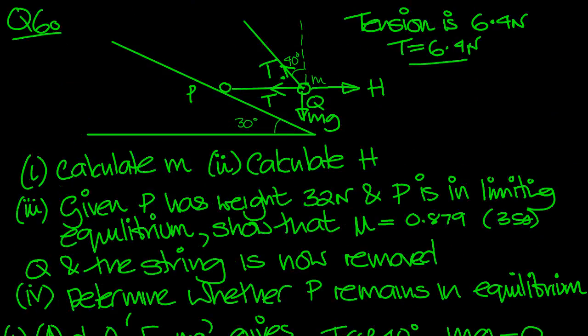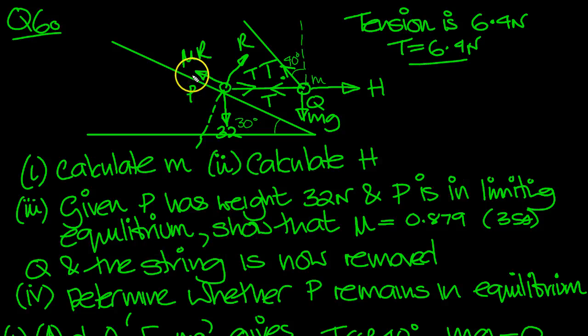Given that P has weight, now we put in the weight of P. So it's got weight 32 newtons. It's going to have a reaction force R perpendicular to the slope. It's going to have a tension here due to the string. And then when it's being pulled, it's got this force. It's going to have a frictional force here, acting up the line of greatest slope, of mu R.